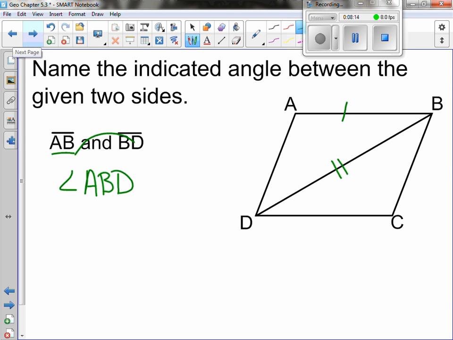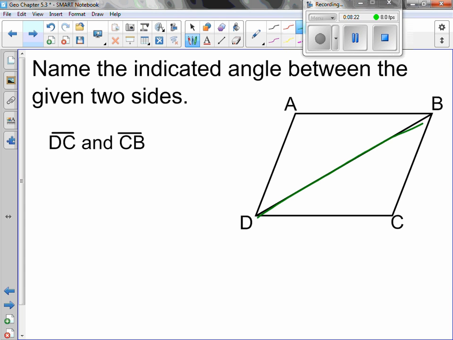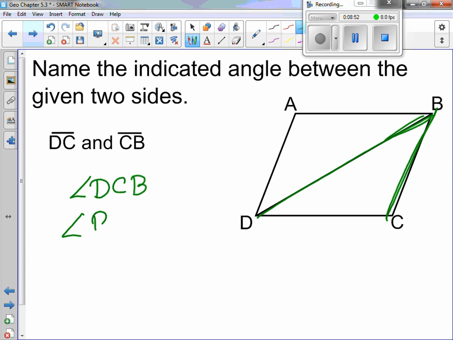Okay, I got another one. DC and CB. Angle DCB would be the indicated angle. It'd be the angle between these two sides. Could it be in any order, or does it have to be that order? What's another way we could say it? DCB or BCD. We can flip it.